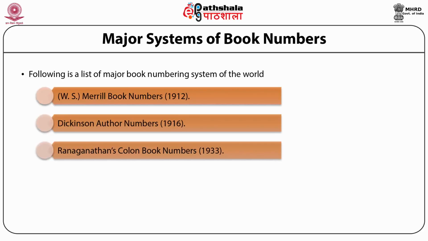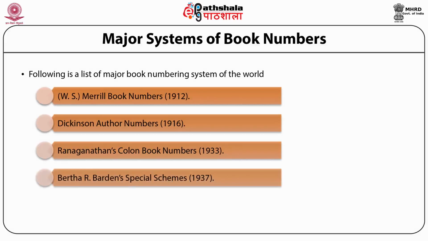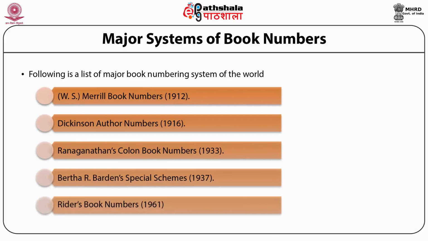Ranganathan's colon book numbers, published in the year 1933, which is a chronological system. Then Parthasarathi's special schemes for book numbers, published in the year 1937. And lastly, Rider also gave a book numbering system in his international classification, published in the year 1961.